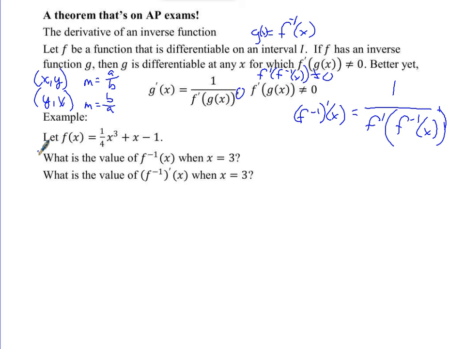That's right. We need to find f at 3. Because then we'll have an ordered pair. We'll have an x comma y. And then I'll be able to find f inverse at x. Because all I have to do is swap those coordinates. Okay? So now the question is, how do I find f at 3? We plug it in.